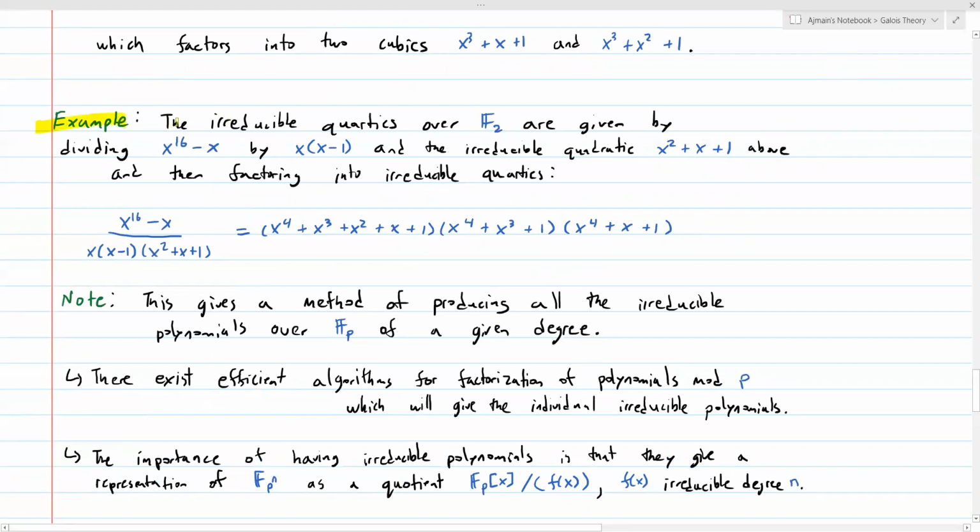Okay, so the next example is irreducible quadratics over the finite field with two elements. These are given by dividing x to the 16th minus x by x times x minus 1, so the linear polynomials, and also the quadratic irreducible polynomials. So we're looking at the quadratics, so that's n equals 4. And what are the divisors of 4? There's 1, 2, and 4. So we have to divide by the linear irreducible polynomials and the quadratic irreducible polynomials. There are two linear irreducible polynomials, x and x minus 1, and there is a single quadratic irreducible polynomial.